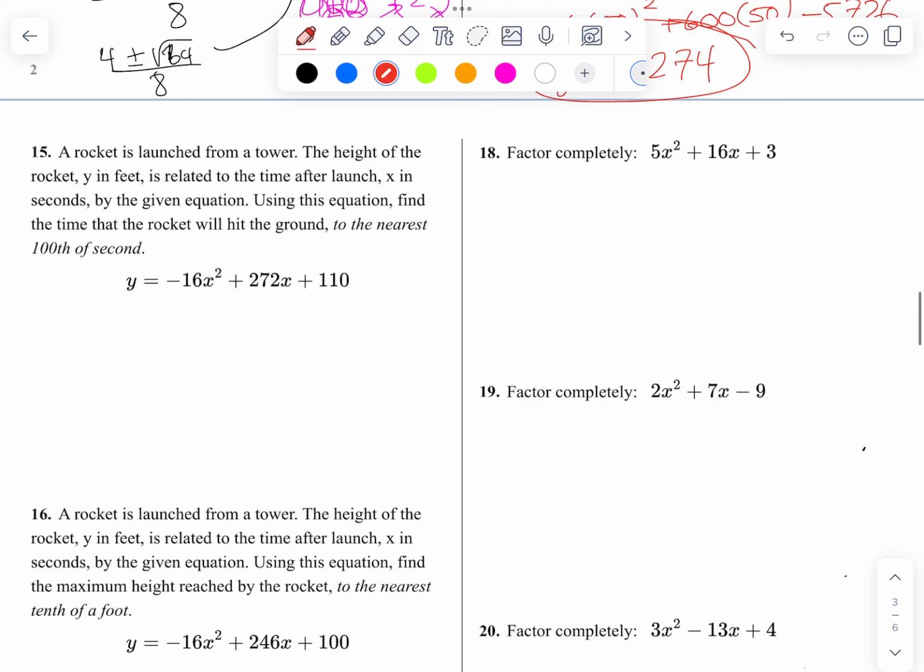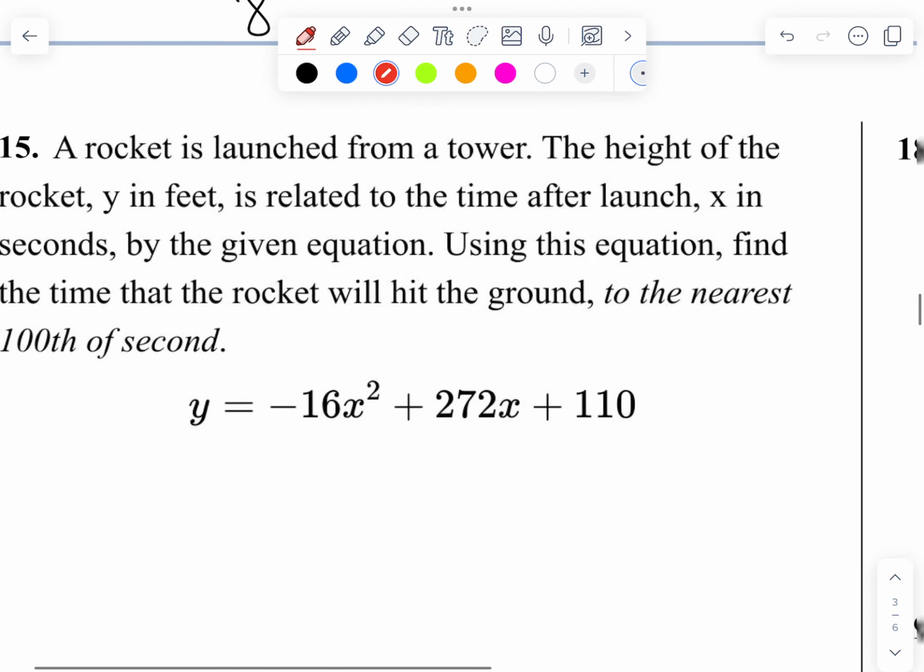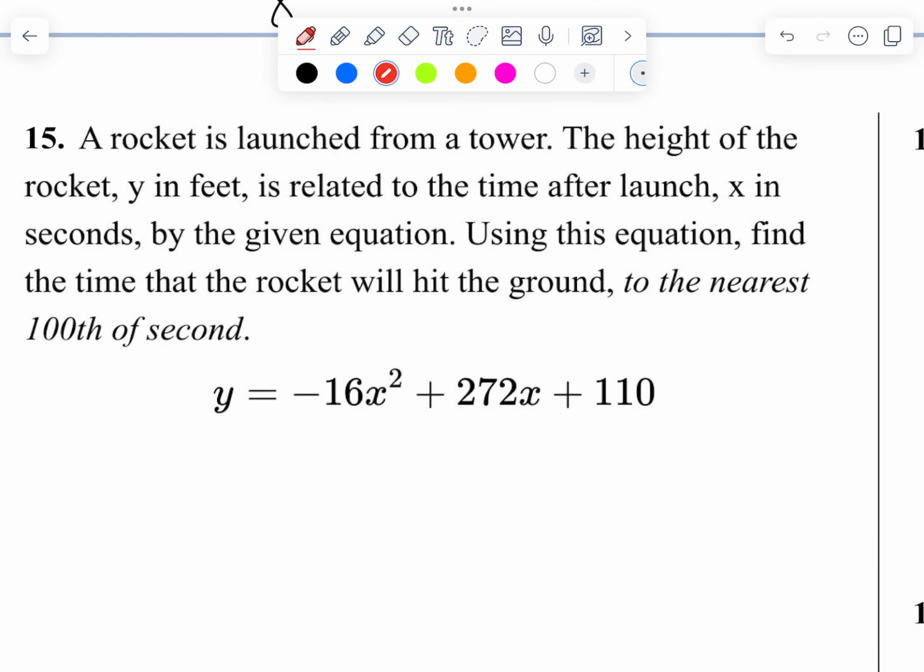All right. Next problem says a rocket is launched from a tower. The height of the rocket, y in feet, is related to the time, which is x in seconds. So I know it says using the equation, find the time that the rocket will hit the ground. And the height of the ground I know would be 0 because that means it's on the ground.